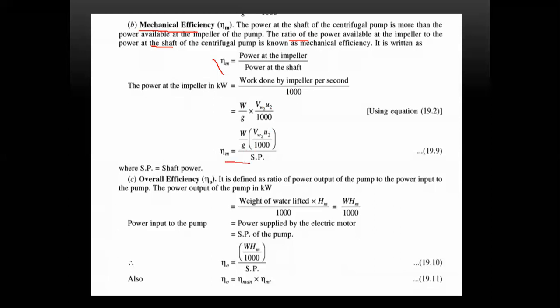Therefore, manometric efficiency is equal to the power at the impeller divided by SP. What is SP here? The shaft power.